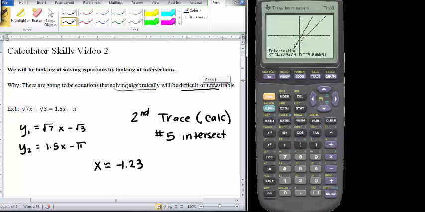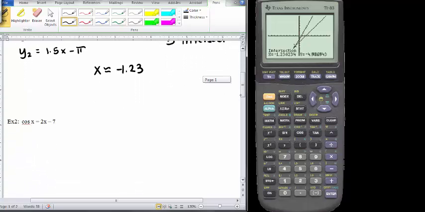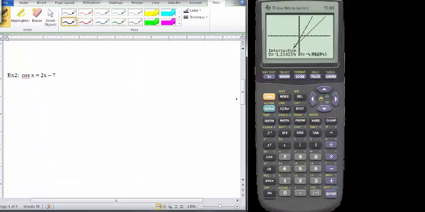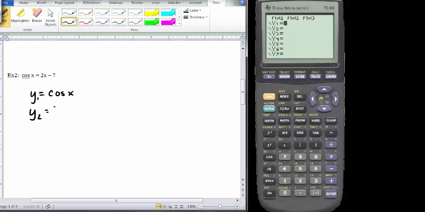All right, we're going to try one more example together. It should go a little bit faster since you know where the keys are. Go ahead and pause the video if you need to write down that example. All right, so then we're going to go back into y equals, and we're going to clear these out by pressing y equals and then clear, and then you can arrow down and press clear. So back into y1, we're going to enter the left-hand side here, which is y. So y equals the cosine of x, and on the other side we have 2x minus 7. So I've got this trig function, which you may have never graphed before, and then I have a line, and I want to see where they intersect.